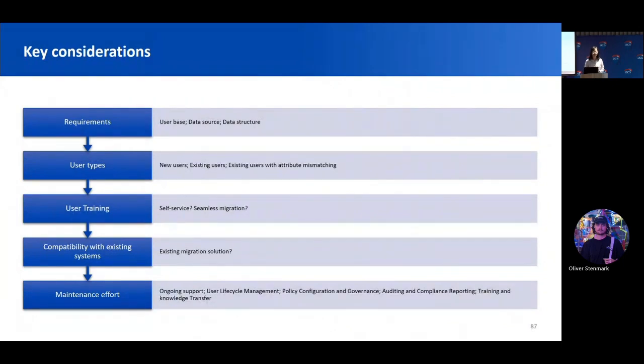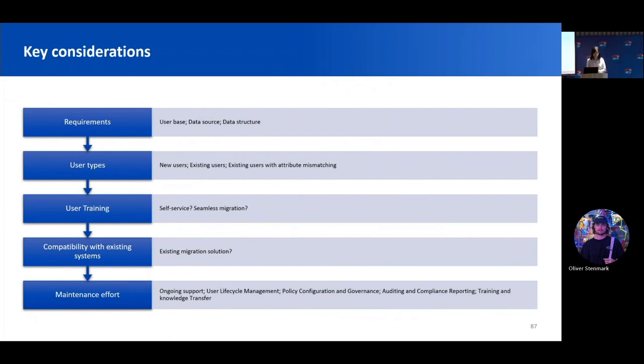And next part is the data source. Where does the data come from? How reliable is it? They are all very important. And next part is still inside the requirements: the data structure. By the time we do the migration, we need to be super clear what can be migrated and what cannot be. I know in some IAM solutions, password is something we cannot move out.